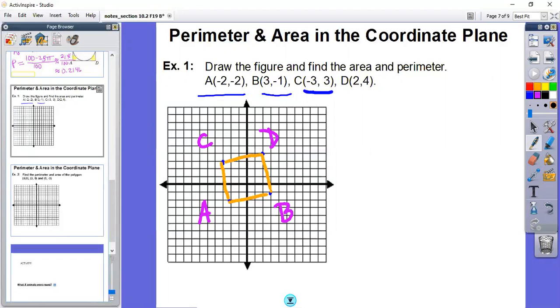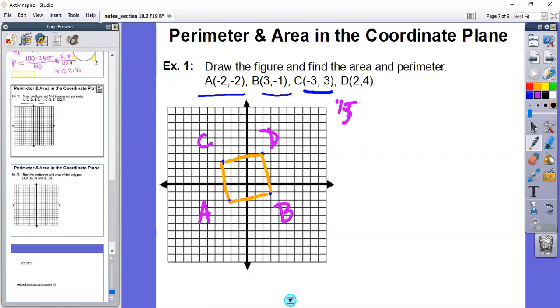So let's look at the slope from C to D. It looks like it goes up 1/5. Sorry. Okay, and then I'm going to look at the slope of the opposite side, A to B, that goes up 1/5 as well. So those two sides are parallel to each other.